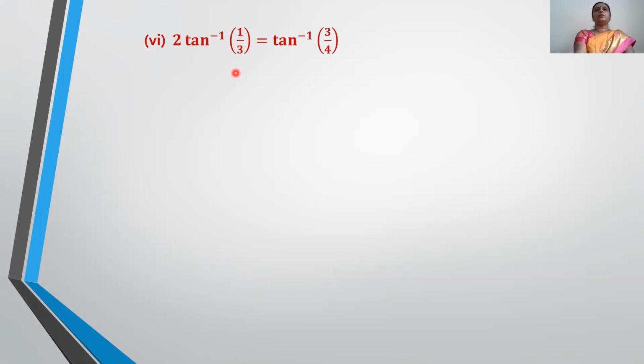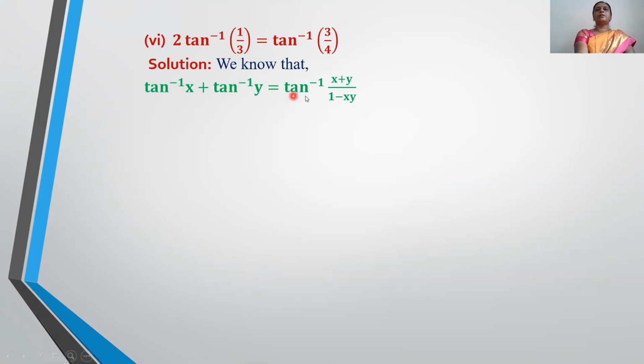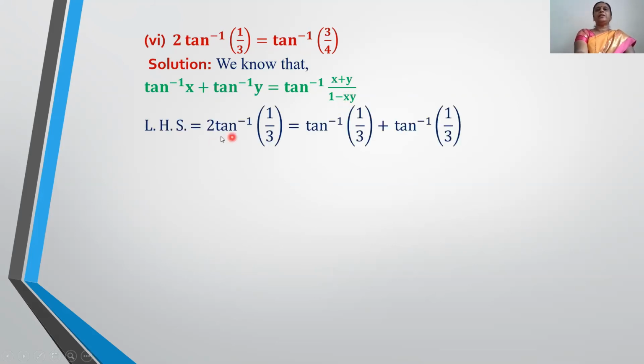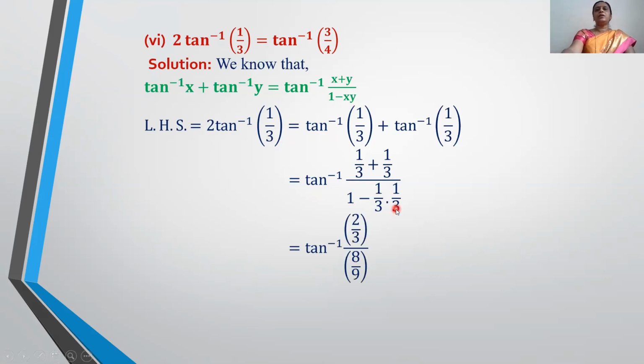Prove that 2 tan inverse 1 upon 3 is equal to tan inverse 3 by 4. Again here we will use the property tan inverse x plus tan inverse y is equal to tan inverse of x plus y divided by 1 minus xy. Take the left hand side, that is equal to 2 tan inverse 1 upon 3. This is 2 times tan inverse 1 upon 3. You write that down separately. This is equal to tan inverse 1 upon 3 plus tan inverse 1 upon 3. And we will use this property. Therefore, this is equal to tan inverse of 1 upon 3 plus 1 upon 3 divided by 1 minus 1 upon 3 into 1 upon 3.